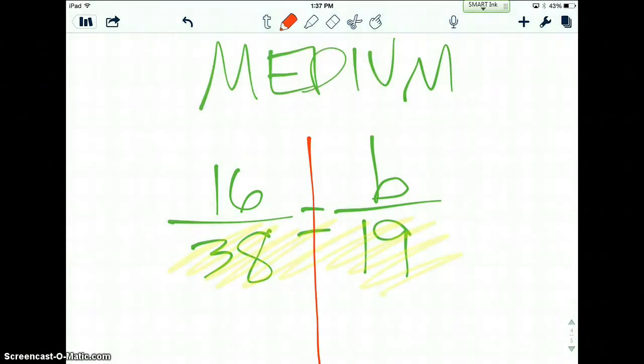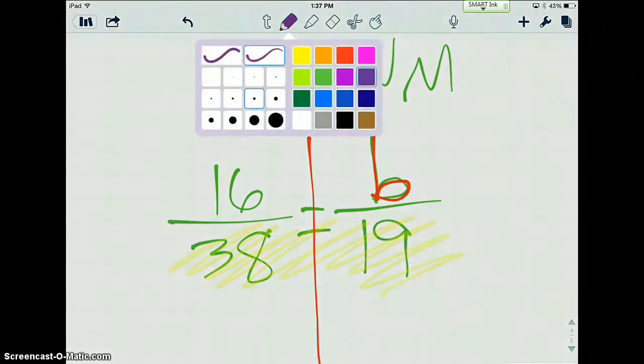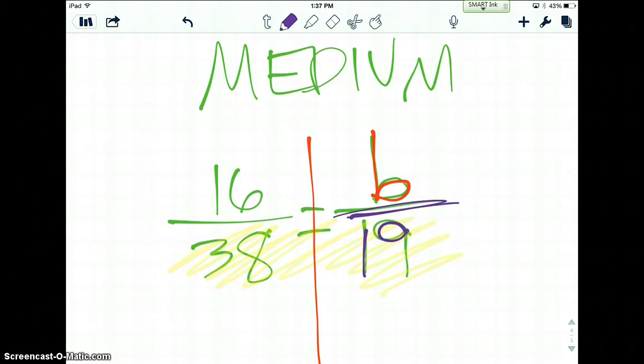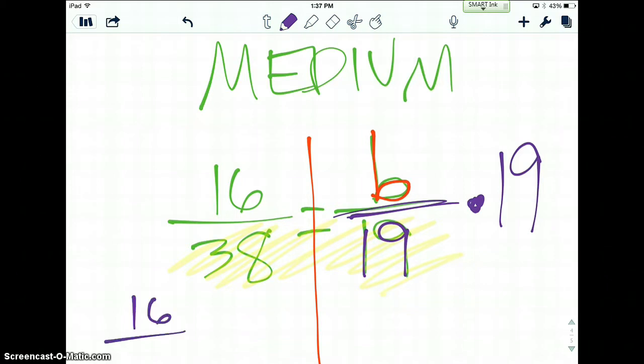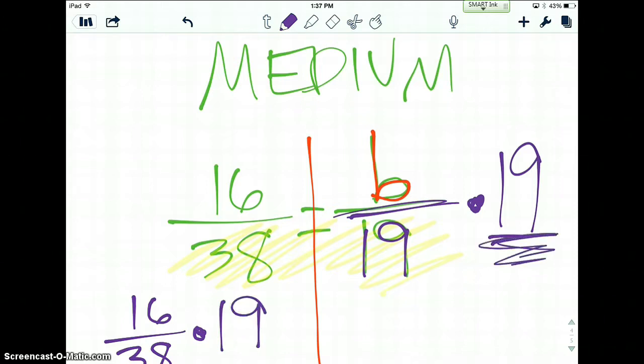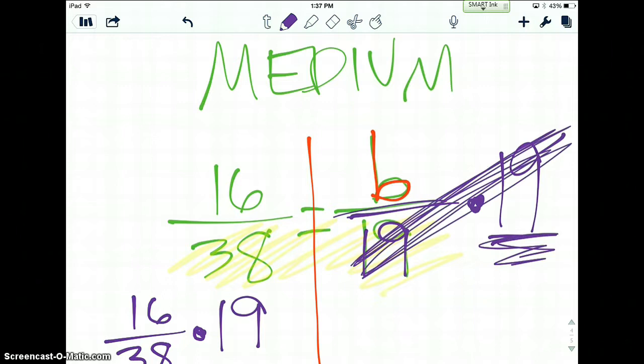Okay, so I put my line down. And I need to get this B alone, so how do I do it? I need to get rid of the division by 19. So what is the inverse of division? Multiplication. And what number do I want to get rid of? 19. So I'm going to take the 16 over 38 on this side and multiply it by 19, just like I did over here. The reason I did it over here is to get these to cancel with each other. Okay, I have the inverse operations going on so they cancel each other. I'm just left with my B value.